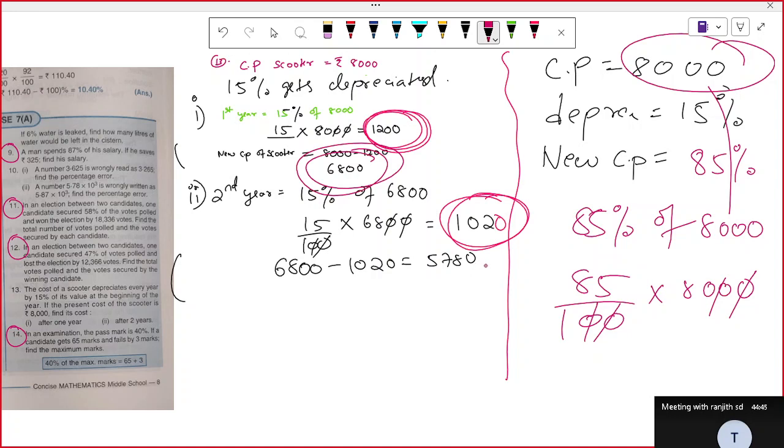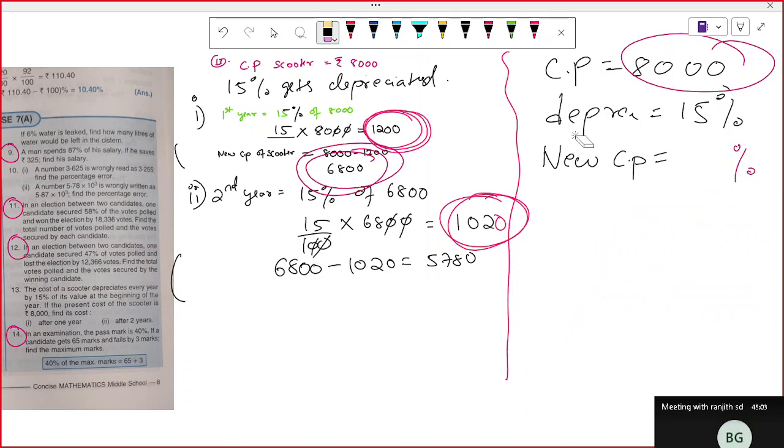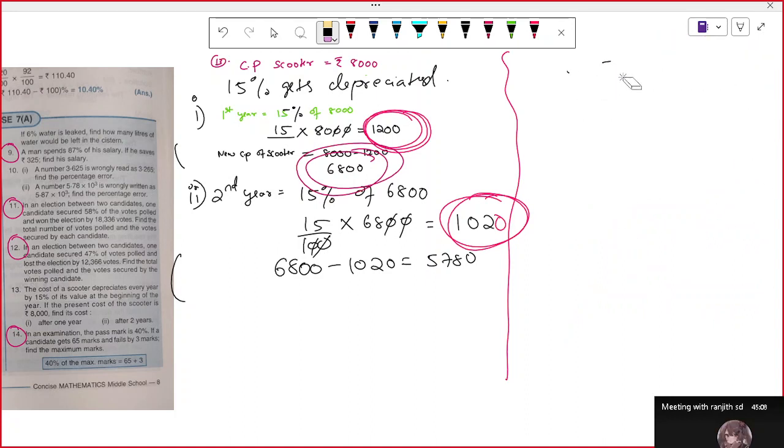Which one shall we try, the first or second method? The first method is easy, right? Find 15% and reduce it. Sir, I don't understand the second method. Then skip the second method. I want to stick with the first method. Yeah, skip the second question.